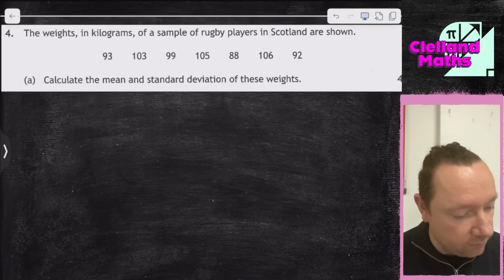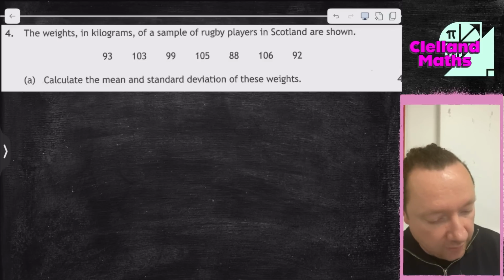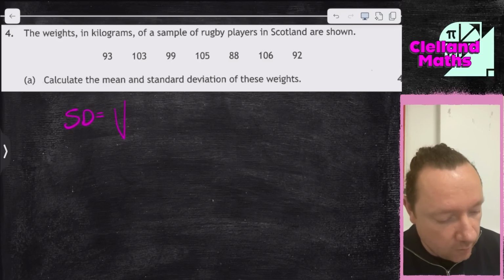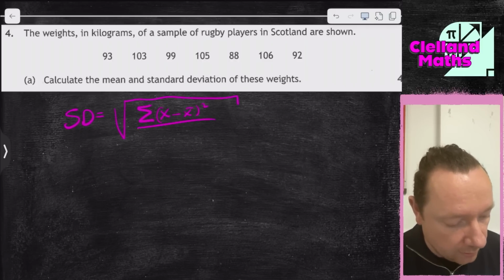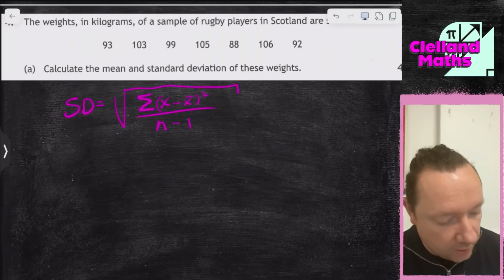SQA National 5 Maths 2025, Paper 2, Question 4. The weights in kilograms of a survey of rugby players in Scotland are shown. Calculate the mean and standard deviation. Start of the exam paper tells you, I use this formula. The standard deviation is the square root of the sum of x minus x bar squared over n minus 1. Now you can use the other form if you want, but that's the one I use.